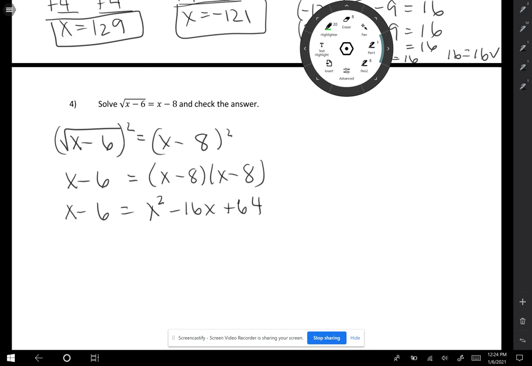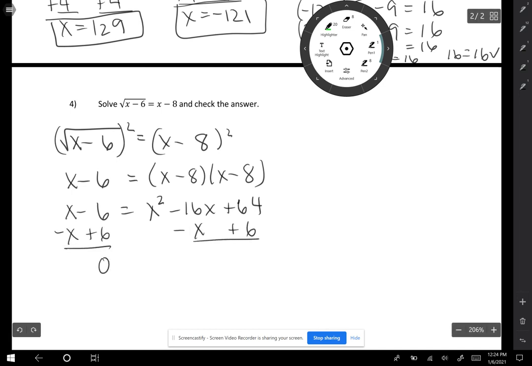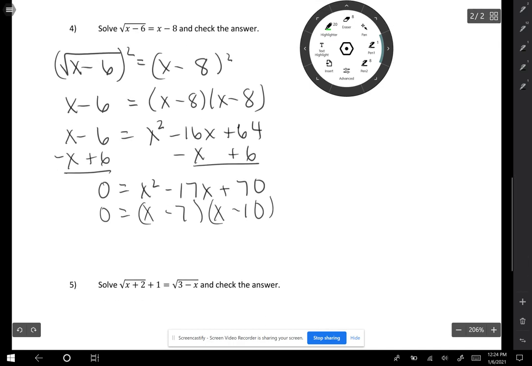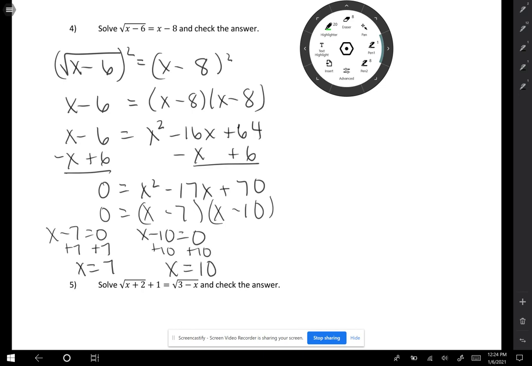Now I'm going to get everything to one side. So I'm going to subtract the x and add the 6. 0 equals x squared minus 17x plus 70. And now I need to solve this quadratic. I'm going to factor it, and that should be the easiest way. So I'm going to do x minus 7 times x minus 10. x minus 7 equals 0. x minus 10 equals 0. So I get x equals 7 and x equals 10.